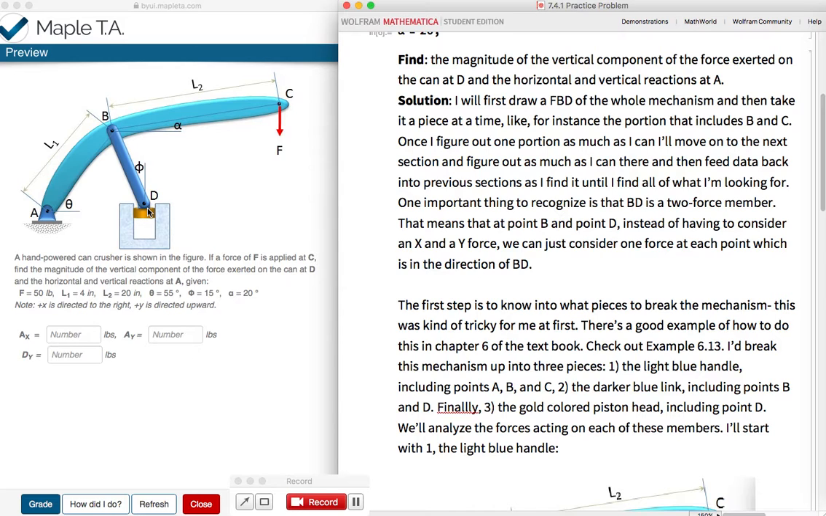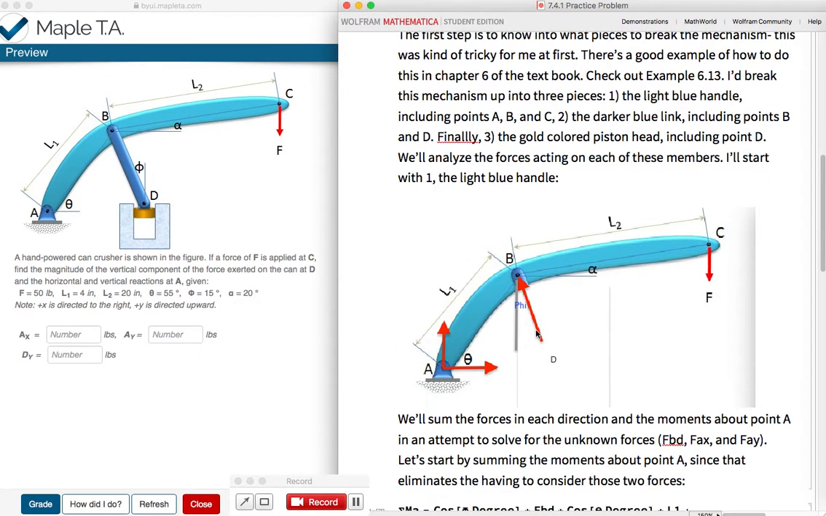And that's going to make things a lot easier for us because when we draw, for example, ABC, it's going to look something like this over here where we're going to have an X and a Y reaction at this pin joint. We're going to have F being pushed down over here, and then along BD we have just this one force. We don't have to draw an X and a Y force here, although we could. It would just make things more complicated to solve. So instead of doing that, we can make things a little bit easier on ourselves and just draw this force along the BD.